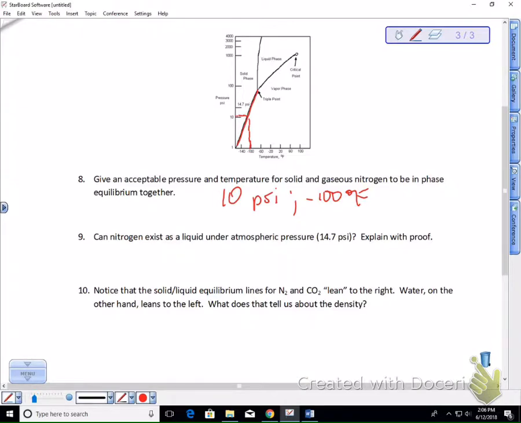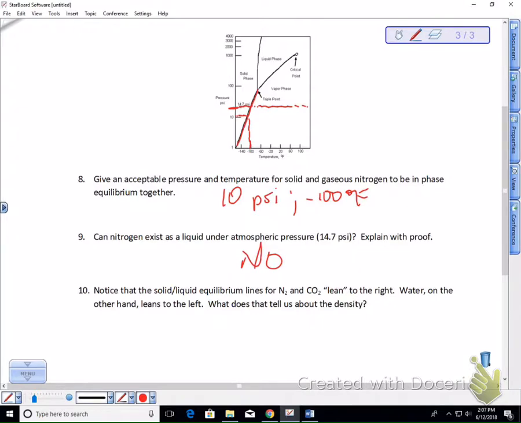Number 9, can nitrogen exist as a liquid under atmospheric pressure, 14.7 psi? Well, that's right here. Is it possible? 14.7 psi, the isobar for that would go across the entire thing. And that line never intersects with the liquid phase of nitrogen. So the answer here is no. Under no circumstance can you have nitrogen, liquid nitrogen, at atmospheric pressure.